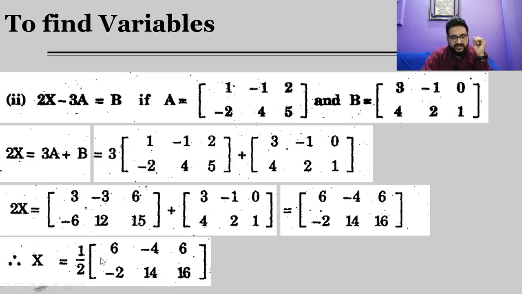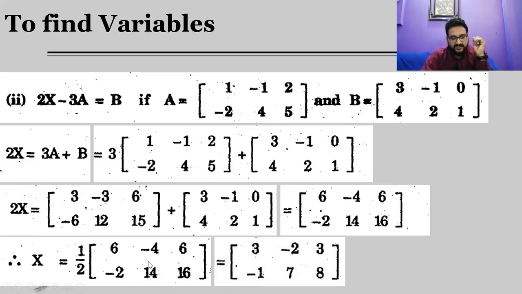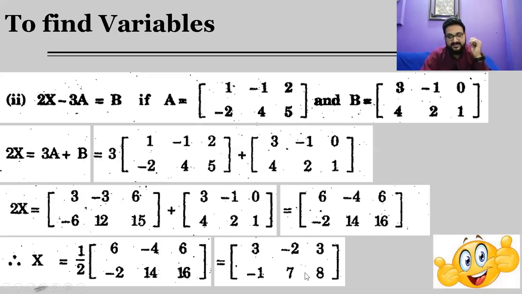So 2 1s are 2, 2 3s are 6, 2 1s are 2, 2 2s are 4, 2 1s are 2, 2 3s are 6. You can answer here: 2 1s are 2, 2 1s are 2, minus 1, the minus sign stays as it is. 2 1s are 2, 2 7s are 14, and 16 divided by 2 is equal to 8. This is the answer of this equation we did in the last class. We did this type of question in the last class. So I think that's enough on how to find the value of a variable.